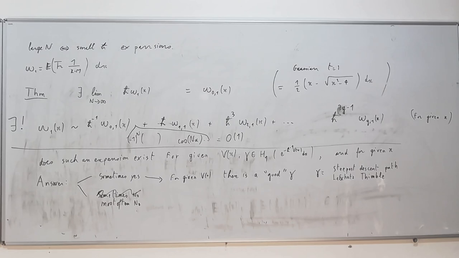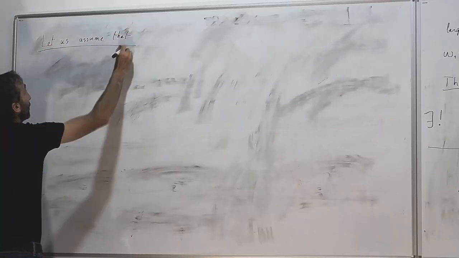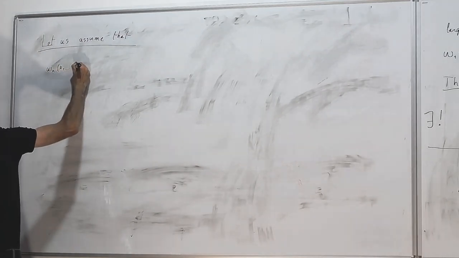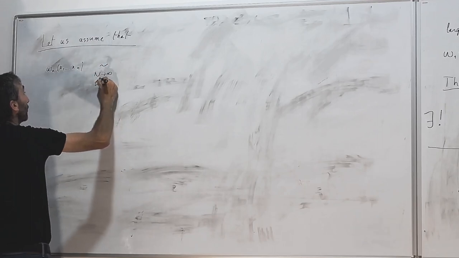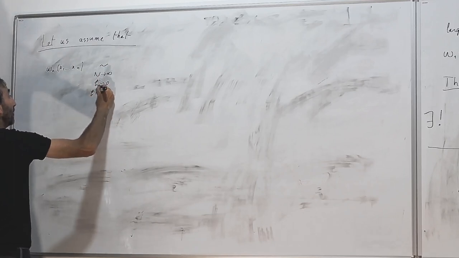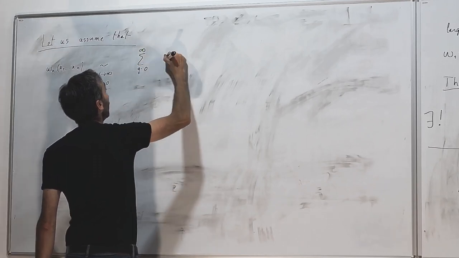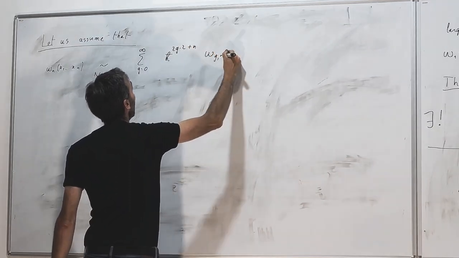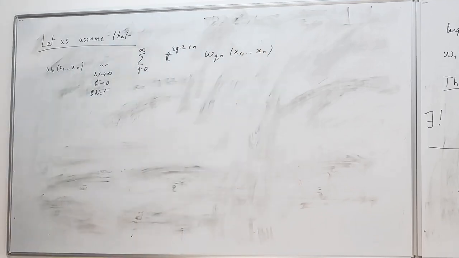So, let us assume that what we have is the following. Omega n of x1 through xn behaves, when n goes to infinity or h bar goes to 0, with h bar n equals t, as the sum from g equals 0 to infinity of h bar to the 2g minus 2 plus n omega g n of x1 through xn. Let us assume that such an expansion exists.